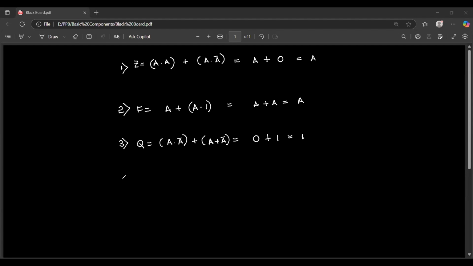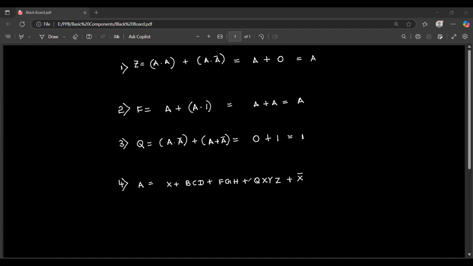Okay, and I want to give you one small question. Let's say we have a is equal to x plus bcd plus fgh plus qxyz plus x bar. What do you think will be the output?